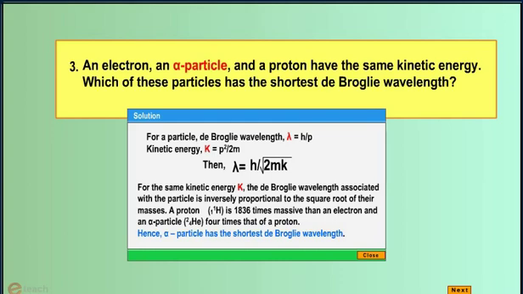For the same kinetic energy K, the de Broglie wavelength associated with particle is inversely proportional to square root of their masses. A proton, 1H1, is 1836 times massive than the electron, and an alpha particle, 4He2, is 4 times that of proton. Hence, alpha particle has the shortest de Broglie wavelength.